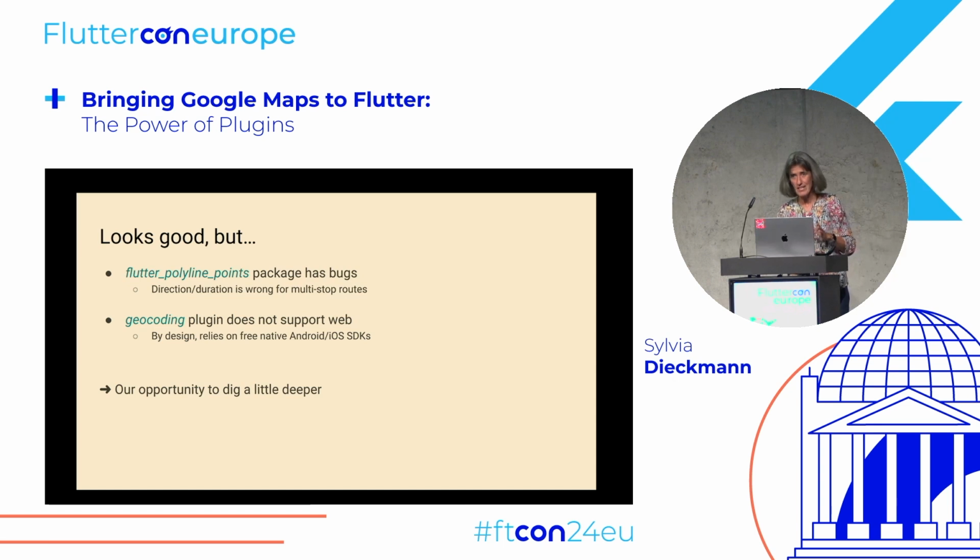So this is more or less the end of the demo, but I glossed over a few things. The Flutter Polyline Points package has some bugs, and one that was a little bit annoying for me was that when I use multi-stop routes, the distance and duration weren't calculated correctly. The geocoding plugin, I didn't come across any bugs, but it doesn't support web, which was a big problem for me. So what do you do in this situation?